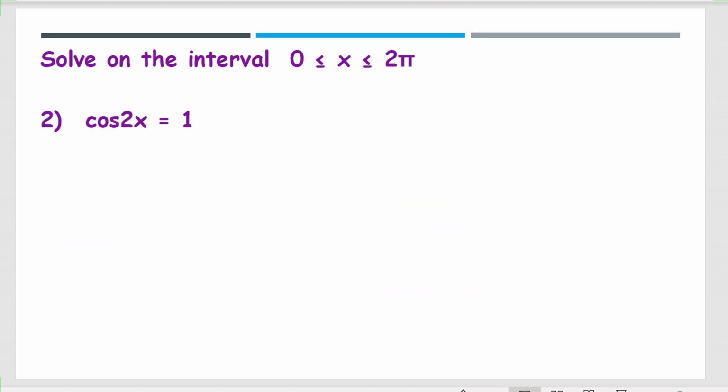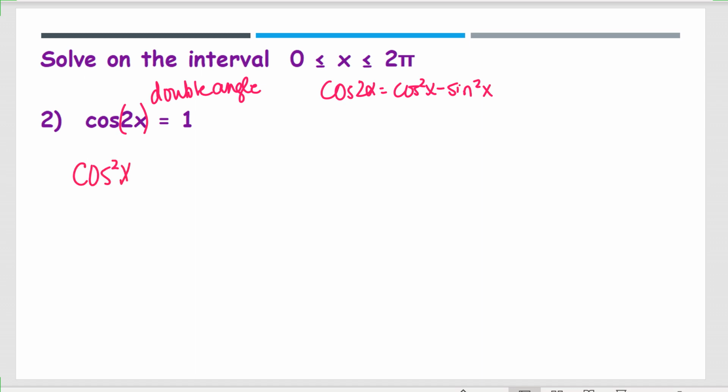Okay. All right, next example, number 2. Cosine of 2x equals 1. Well, lo and behold, it's the same type of problem, except now it's cosine of a double angle. So the double angle formula for cosine is cosine squared of the angle minus sine squared of the angle. So we can just straight up replace cosine of 2x with cosine squared of x minus sine squared of x and set it equal to 1.